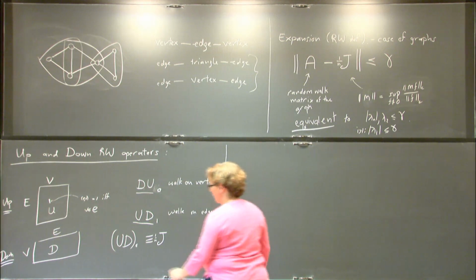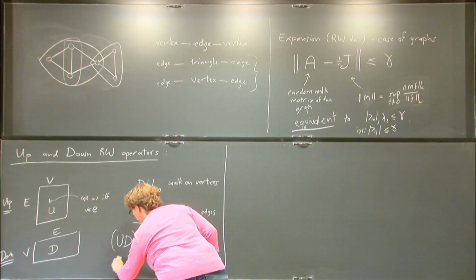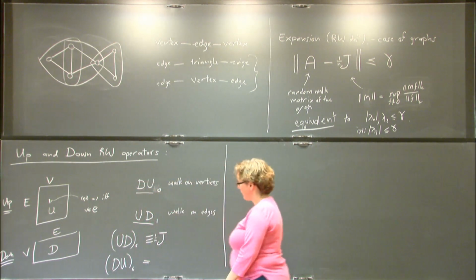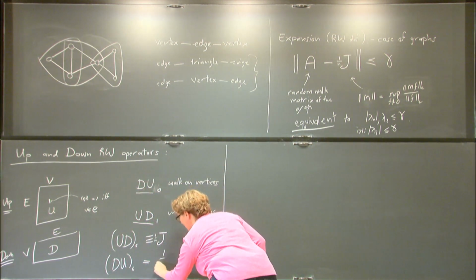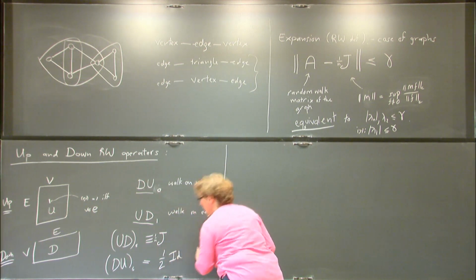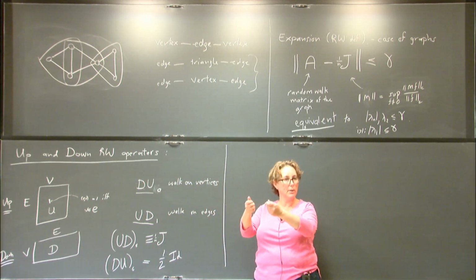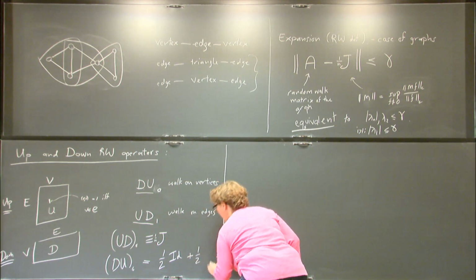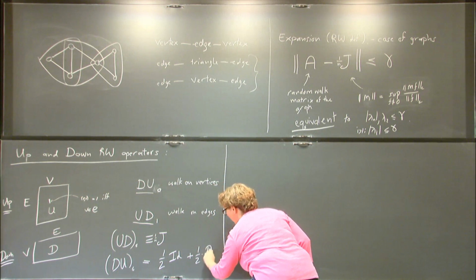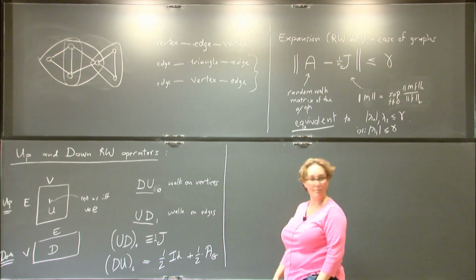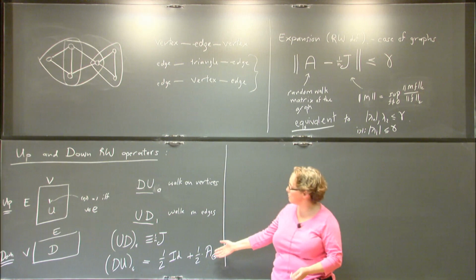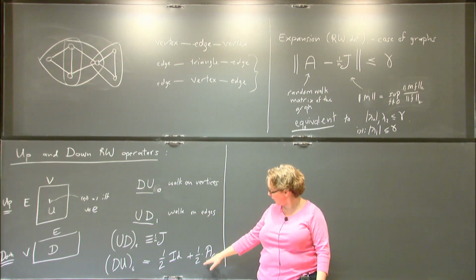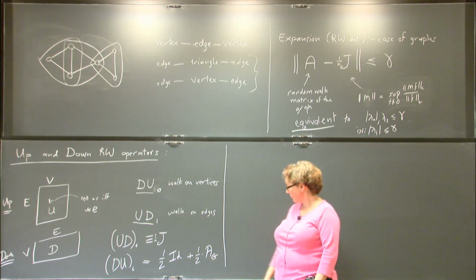Okay, so what about DU? The up-down operator at level 0. So this one is equal, like Avi said, with probability half, you're the identity. Because if you go up to an edge, then you have probability half of going back to where you started. And with probability half, you go to the random walk matrix of G. I didn't set up a notation for this, so let's write it this way. This is just the random walk matrix of the graph.